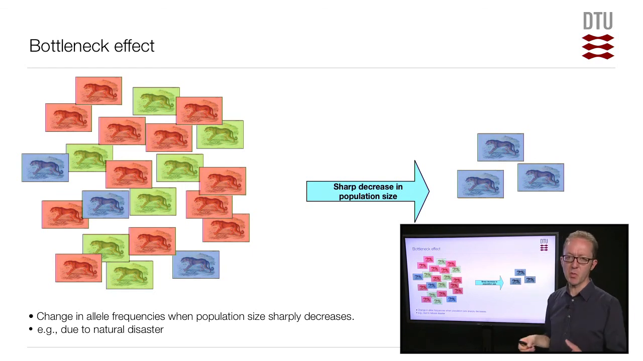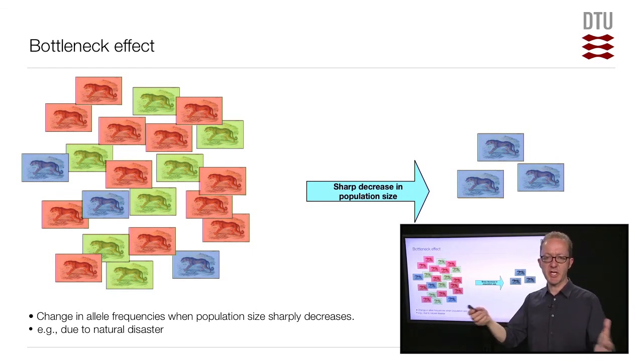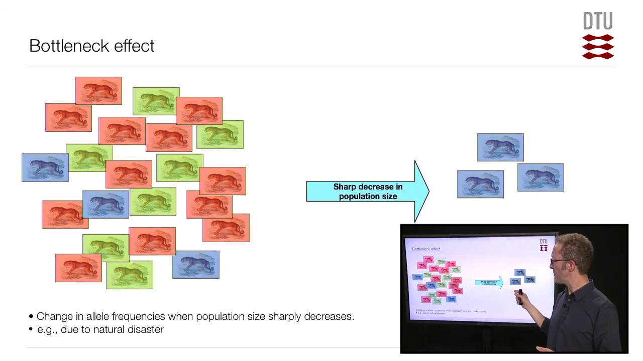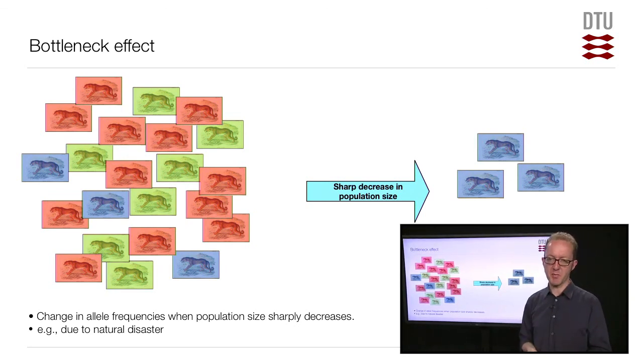This is another way in which stochastic effects can change the genetic makeup of a population, and that can, of course, influence the evolution of the population.